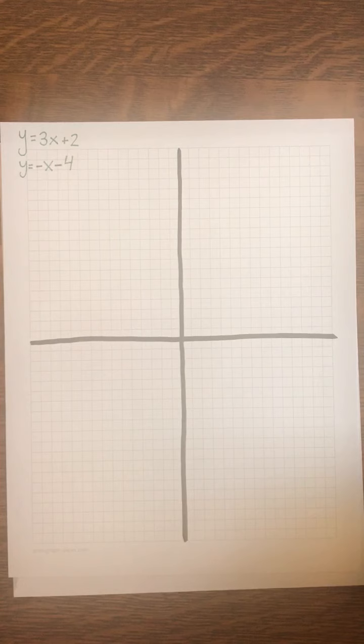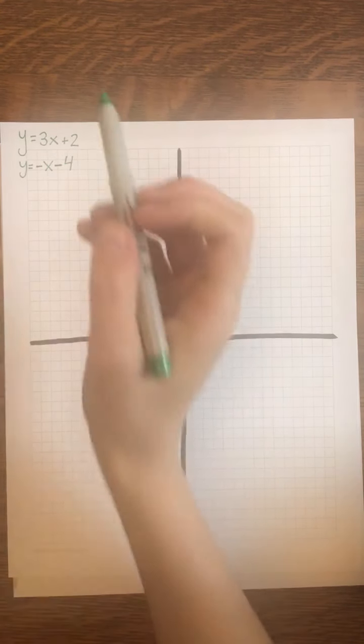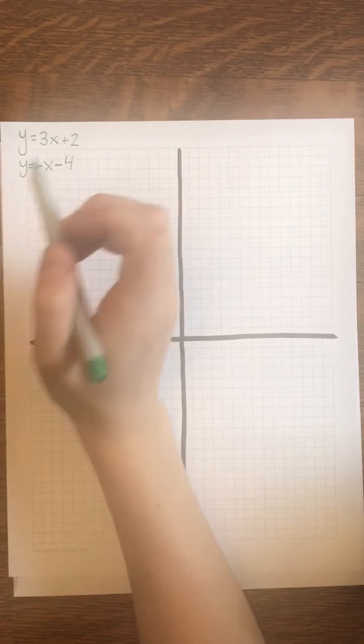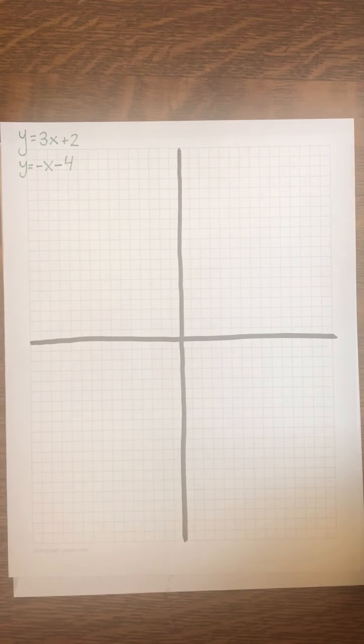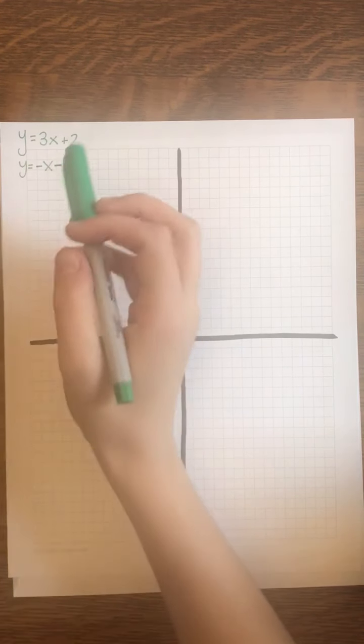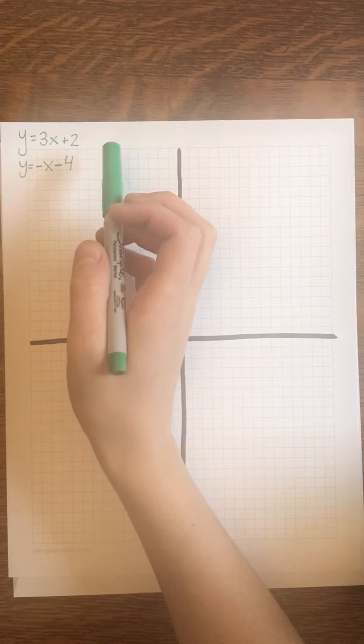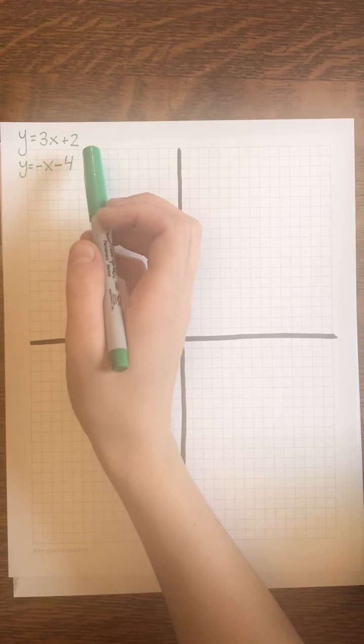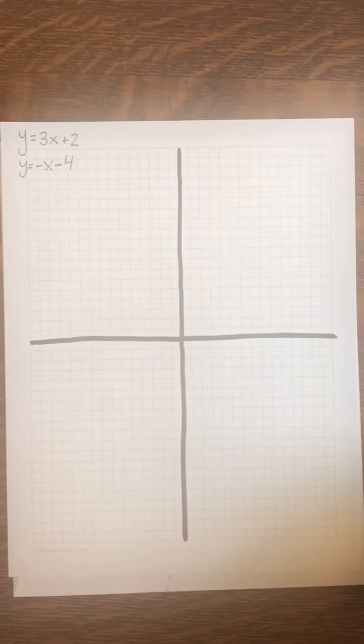So let's get started. First of all, what is a system? A system is a set of two equations. It can be more. It's at least two, though, for it to be a system. And what do we notice about these two equations right in the top left corner? y equals 3x plus 2 and y equals negative x minus 4. We know the equations are in y equals mx plus b form.